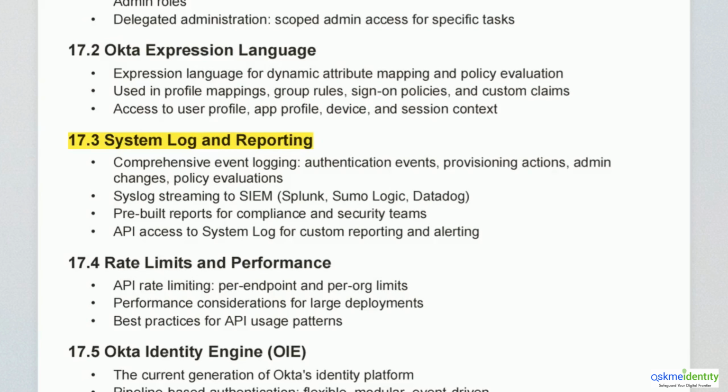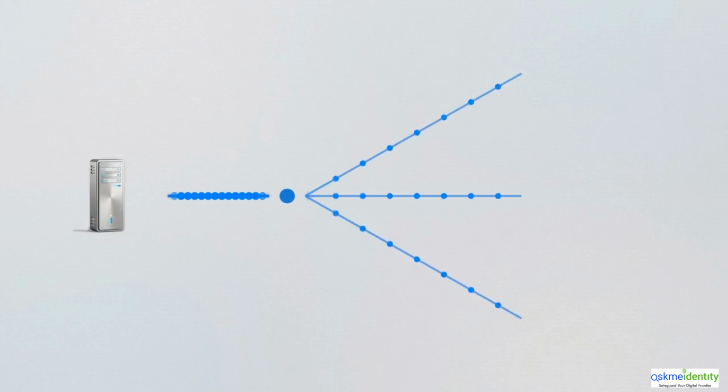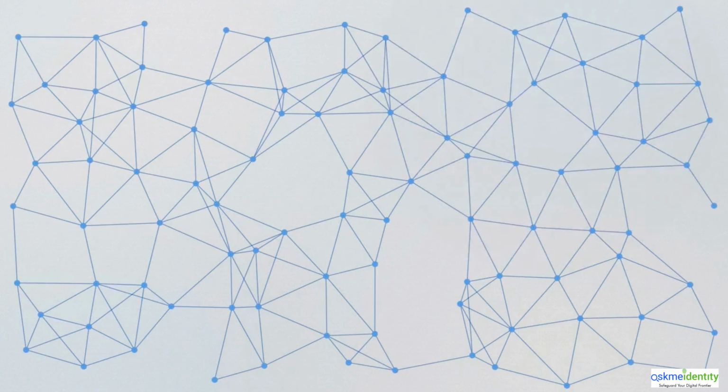Section 17.3 details the system log and reporting tools. The log captures a comprehensive record of system activity. It tracks authentication events, automated provisioning actions, and any changes made by administrators. These raw events are then formatted into a continuous syslog stream and routed to external security information and event management platforms like Splunk or Datadog for immediate analysis.